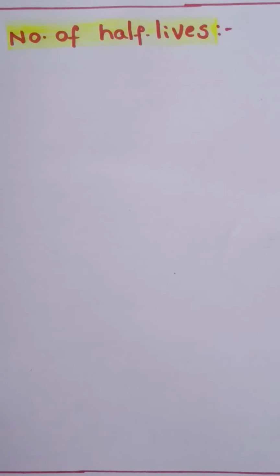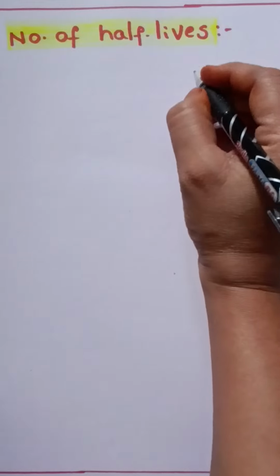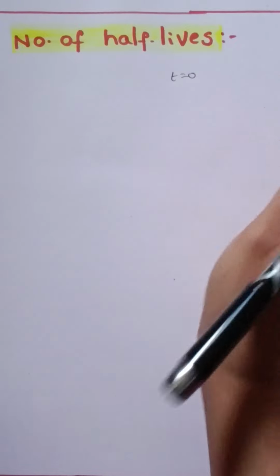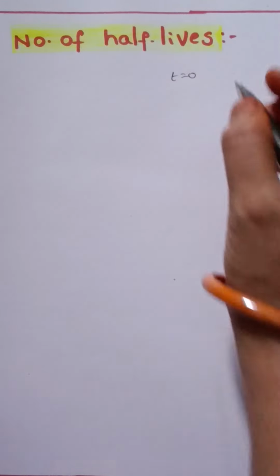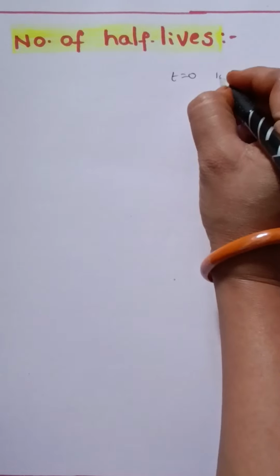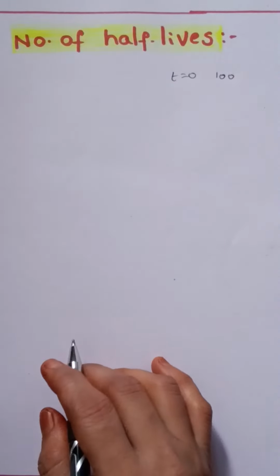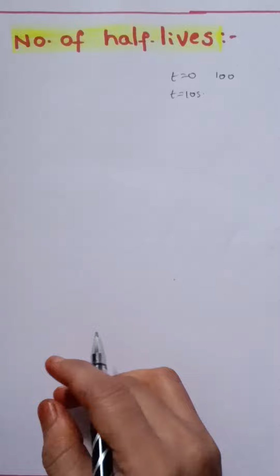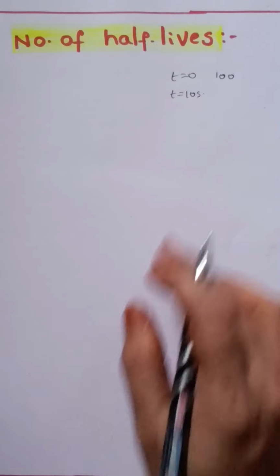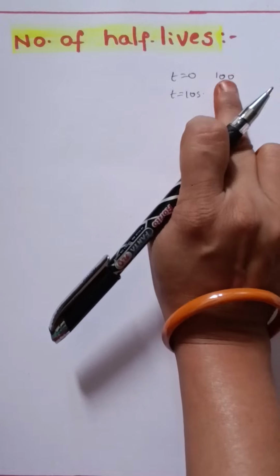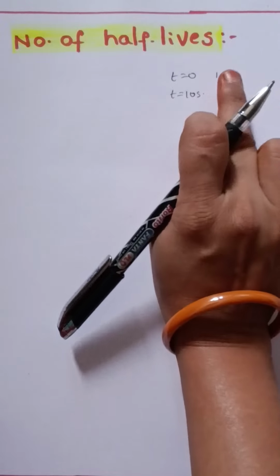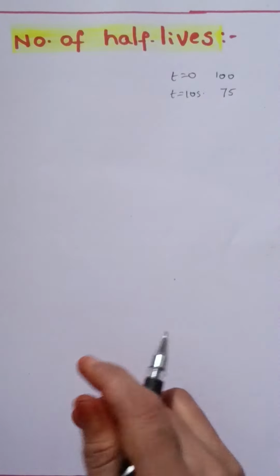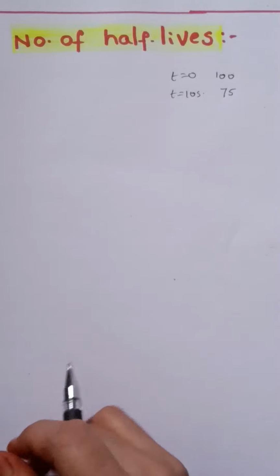For example, let us consider at time t is equal to 0, the initial time, the number of atoms in that radioactive substance is 100. After some time, for example t is equal to 10 seconds, what happens? The radioactive substance has to disintegrate, right? It disintegrates, and we'll say the number of atoms in that radioactive substance is 75.